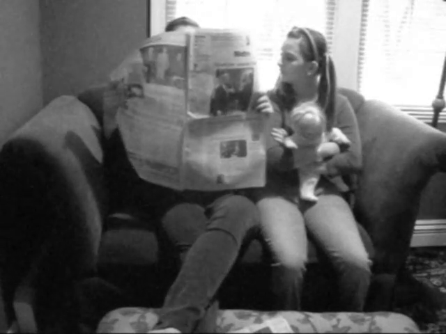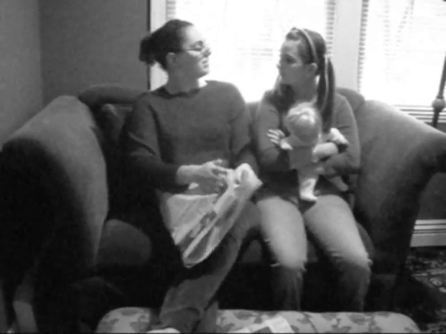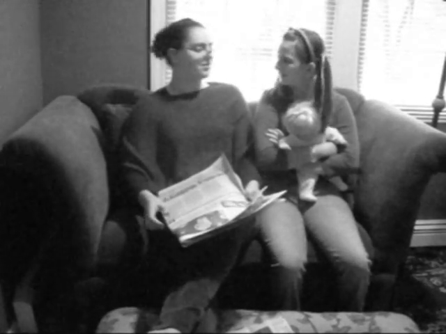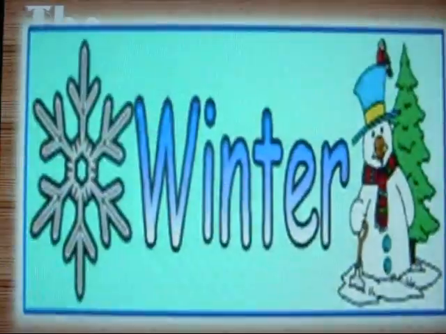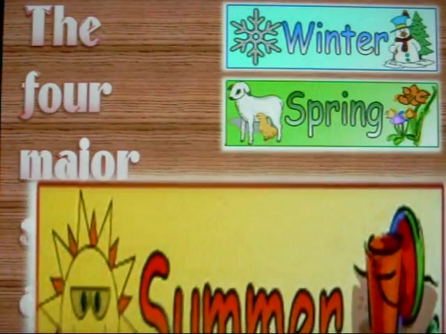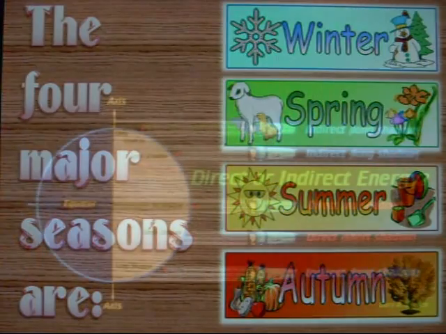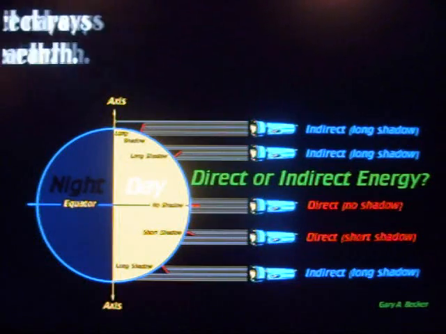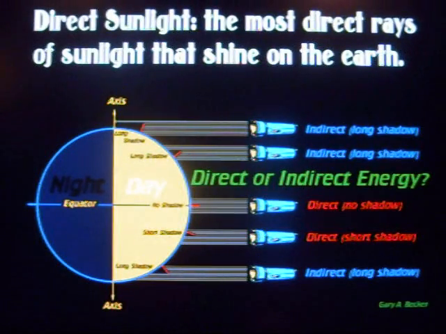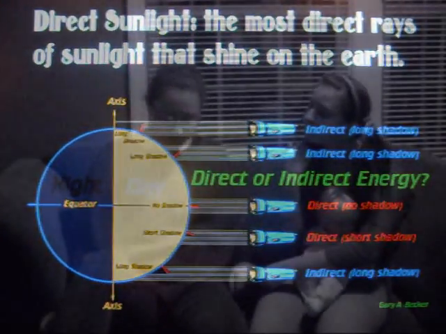What's fall? Well, it's the season. What's the season? Well, the four major seasons are winter, spring, summer, and fall. Oh, I get that, but what makes it so cold? Well, there's indirect sunlight and direct sunlight. What does that mean? Well, direct sunlight is the most direct, focused, or you could even say intense, rays of sunlight on the globe. Oh, I get it.